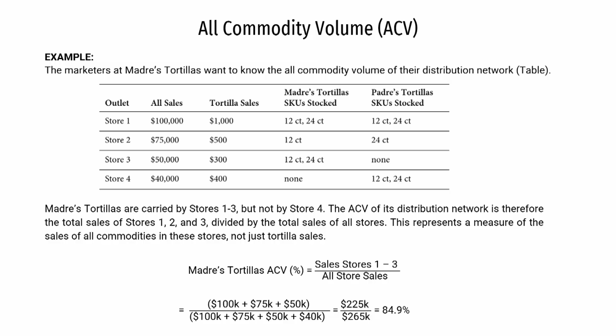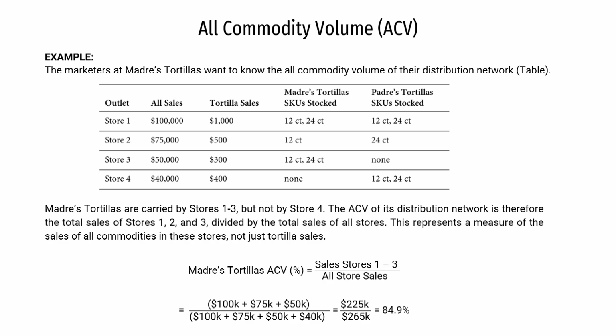Look at this example. The marketers at Madras Tortillas want to know the all commodity volume of their distribution network. It is shown in this table. We have 4 outlets, and for each of these outlets the amount of sales in a particular season is given, and then for each of these outlets we also have the amount of tortilla sales. Okay. Then on the right hand side, 2 columns show Madras Tortillas SKU stocked and, let us say, another Madras Tortillas SKU stocked.